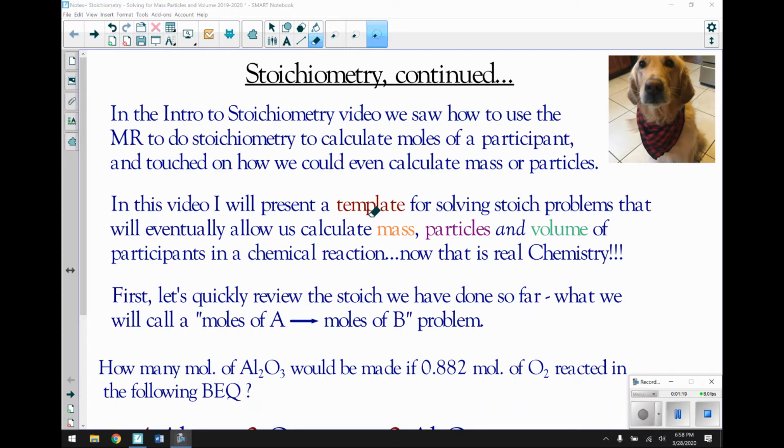I'm going to give you today a template for solving stoichiometry problems that will allow you to easily deal with no matter what units you're presented with, units of moles, mass, particles, or volume.